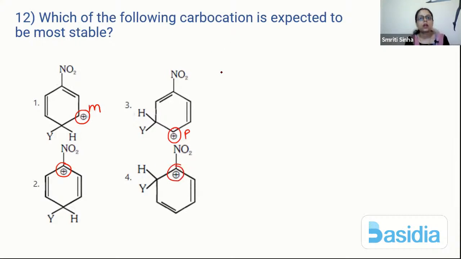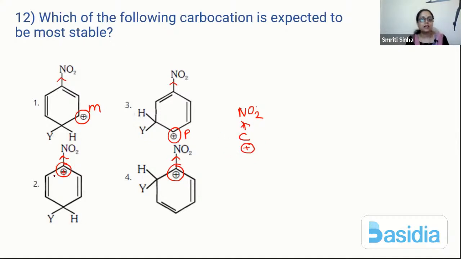Now remember, nitro is an electron pulling group, that is, it is showing the minus I effect. If it is showing the minus I effect and the positive charge is beside that same group, that will be very unstable, because nitro is already pulling the electron, making this carbon electron deficient. On top of that, if you put a positive charge over here, it will become more and more unstable.